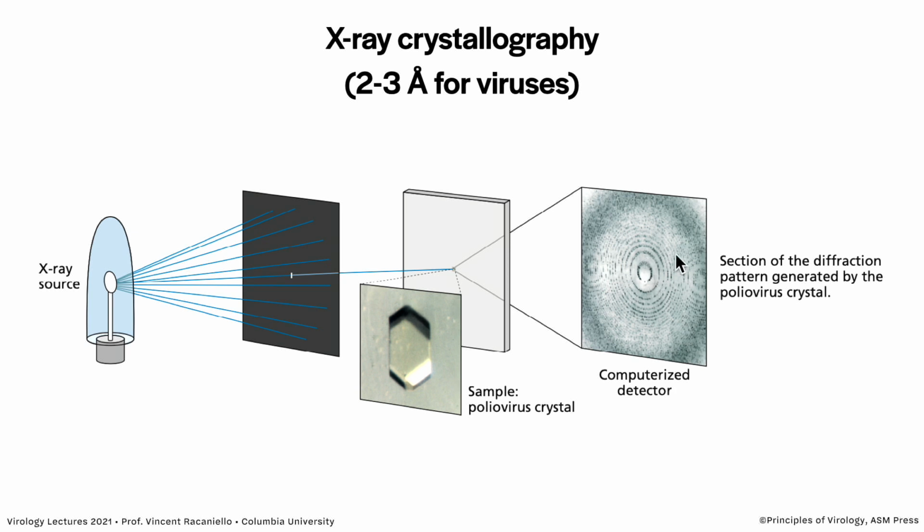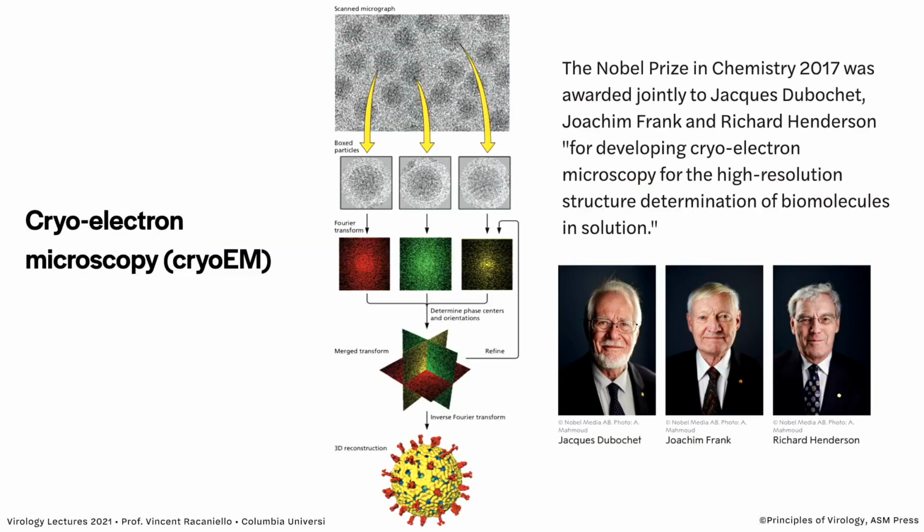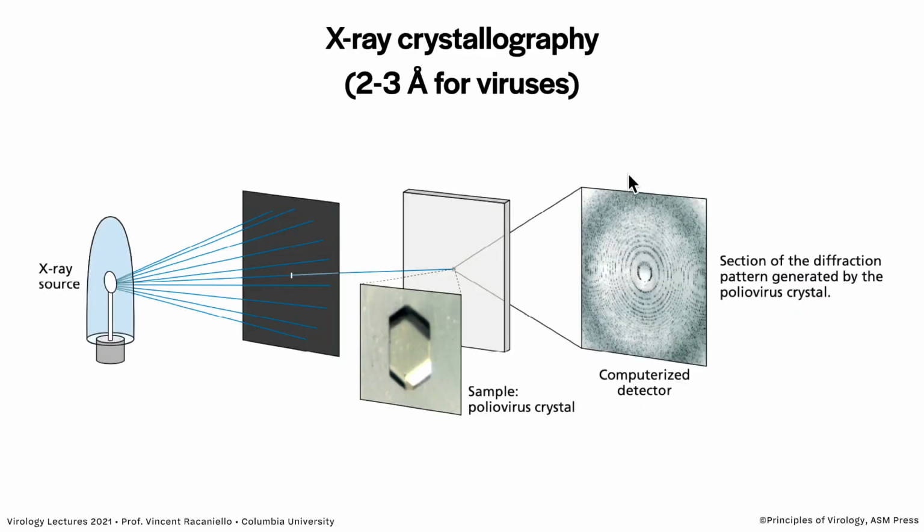Nowadays, we don't take pictures anymore. We have a sensor, a detector attached to a computer that collects the data. And all these dots tell you where the atoms are in the structure of the virus. So that's X-ray crystallography. And as it said on the slide, you can get resolutions of 2 to 3 angstroms, which is great. You can see all the amino acid chains, and you can see the side chains as well. It's just remarkable, but it's hard to do.